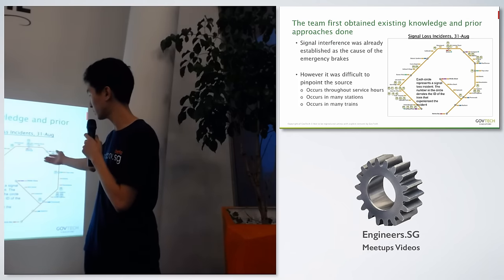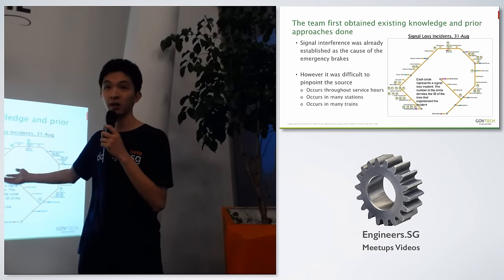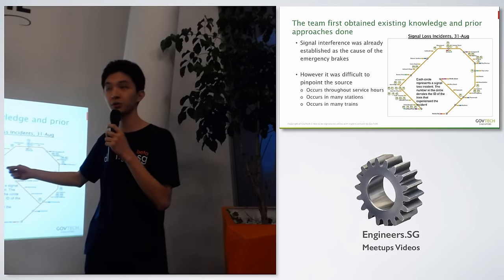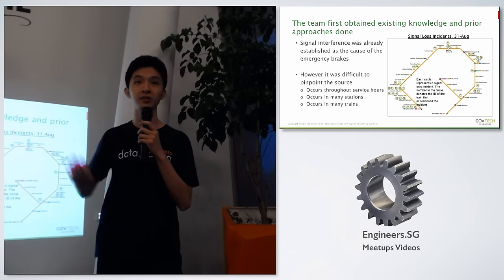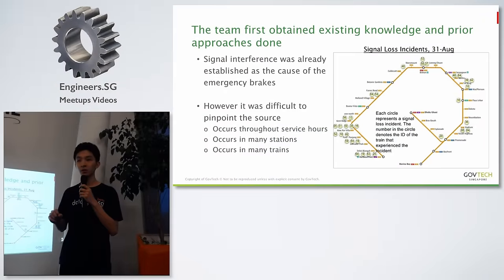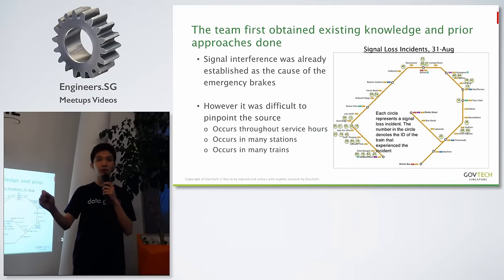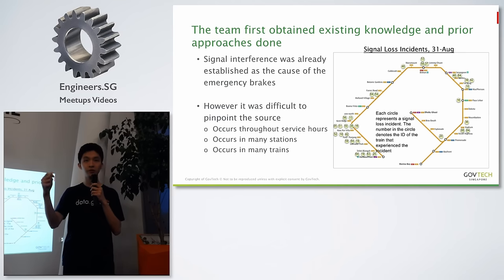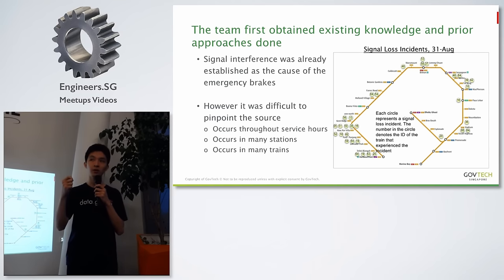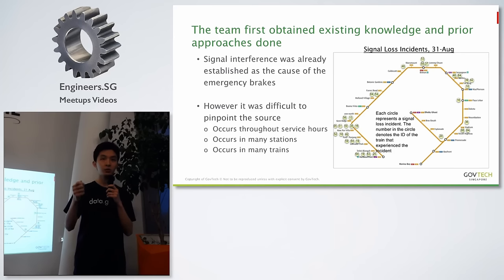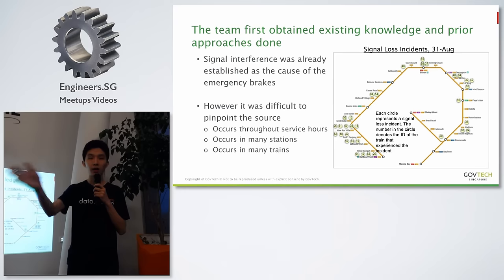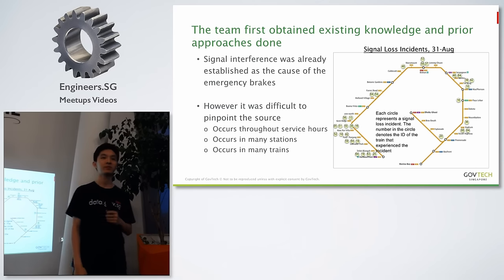DSTA came up with a diagram similar to this, and this diagram was also pasted around the LTA Ops Center, right? But because they did not have a clear visualization that it was a train, they were not 100% convinced. So they were also looking into other possibilities. Does that answer your question?